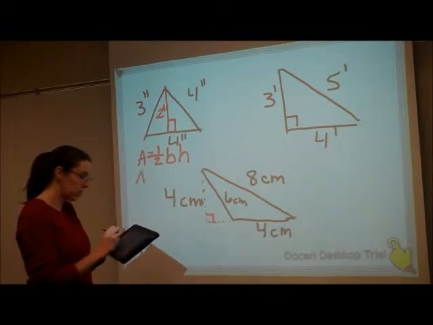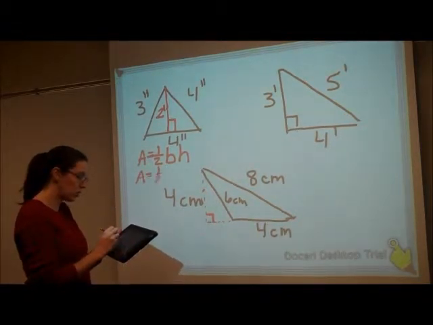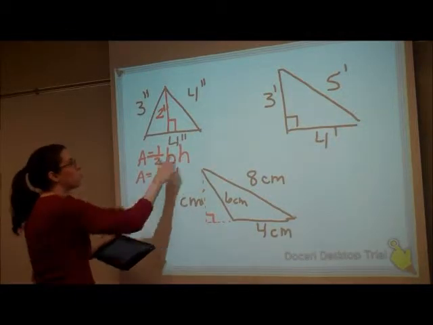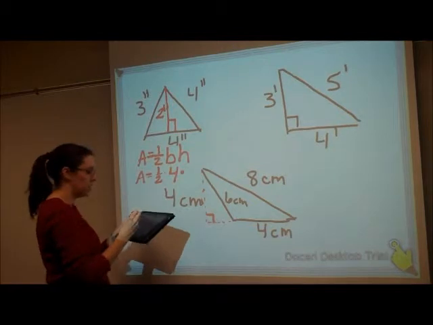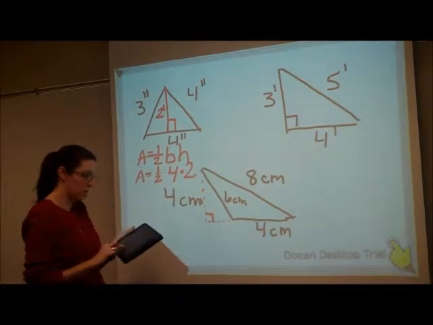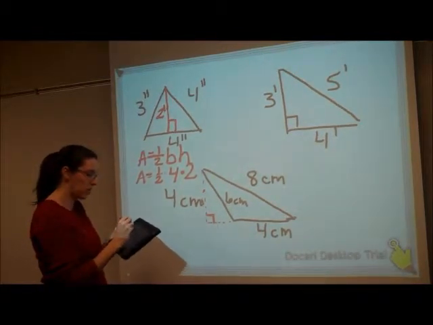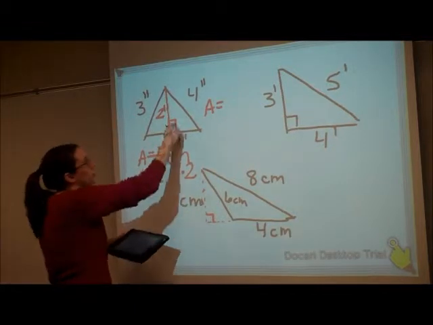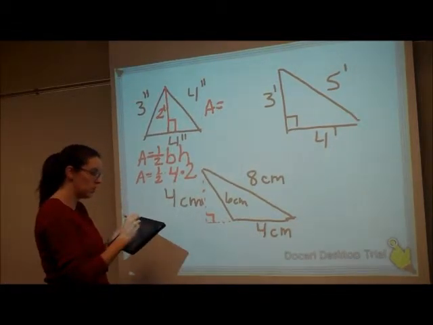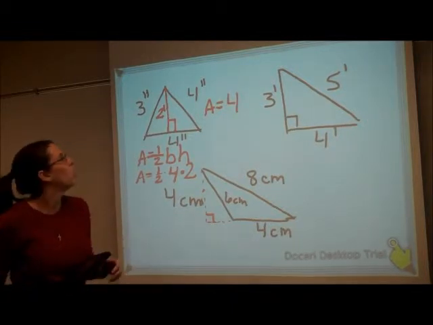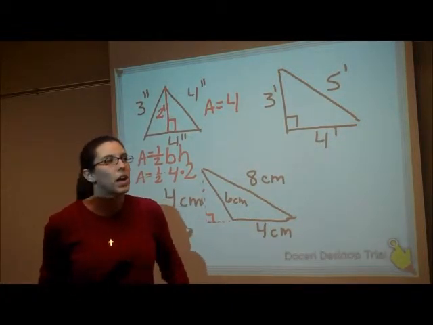So for this, the area is going to be 1/2 times 4, my base, times this height of 2. So figuring that out, this triangle's area is 1/2 times 4 is 2. 2 times 2 is 4. Now, what about the units?